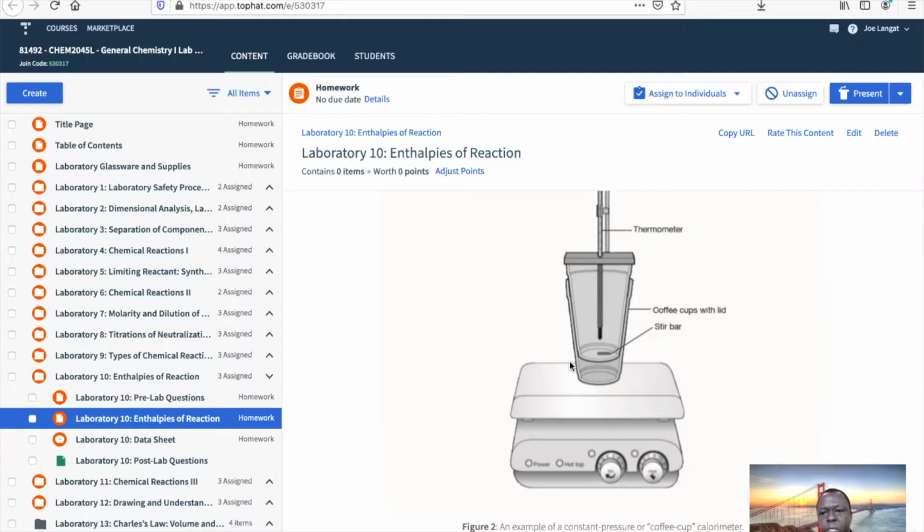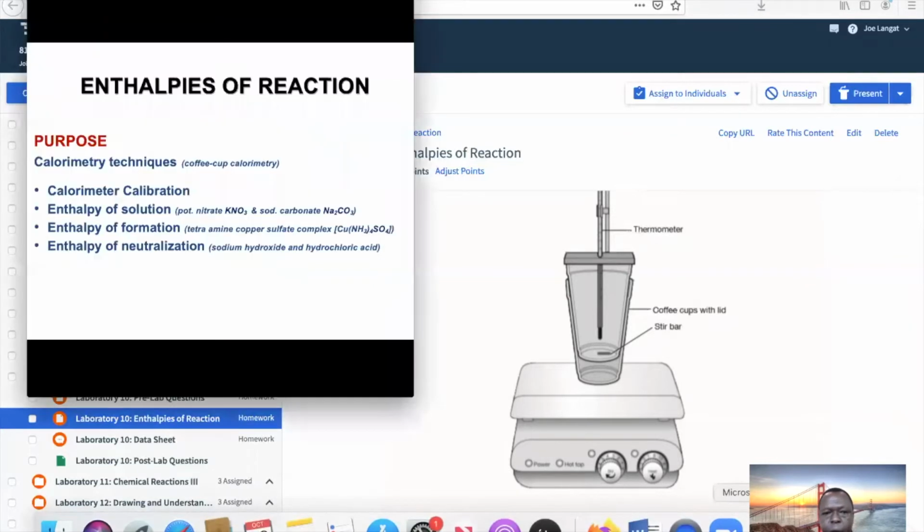So this is just a simple coffee cup calorimeter, and the data you'll see in the PowerPoint slide were collected using the coffee cup calorimeter.